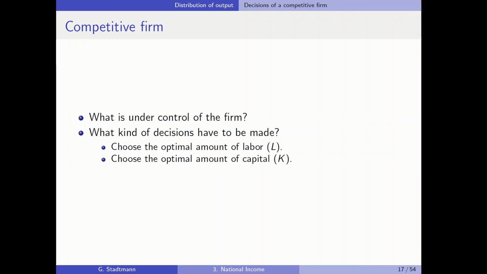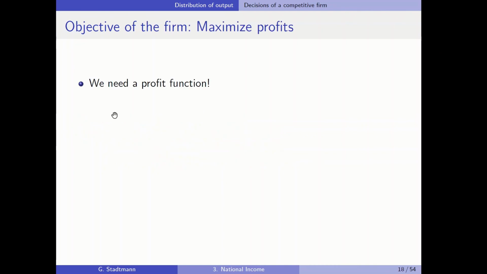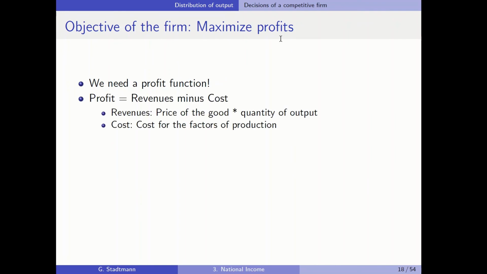And in order to choose this optimal amount, we need a function which has to be optimized. And therefore, we have to think about the objective of a firm. Here, we assume that the objective of the firm is to maximize profits. So we need a profit function. And profit is defined as revenues minus cost.